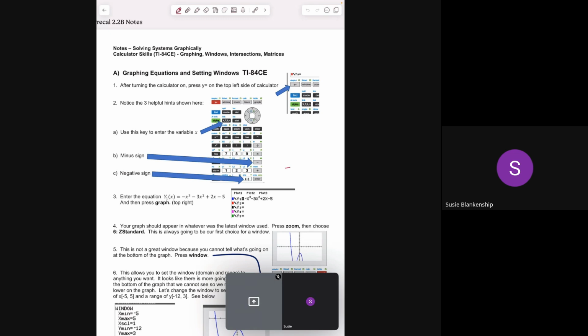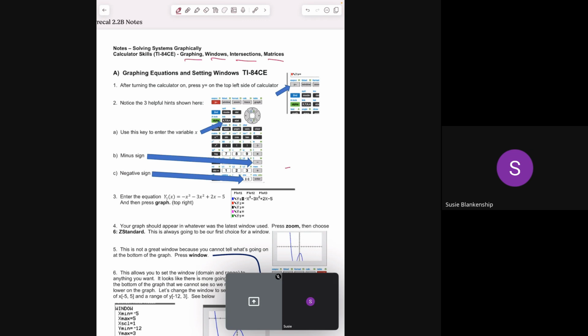All right, everybody. Welcome to lesson 2.2b, notes in solving systems graphically. And we're going to use calculator skills with graphing, windows, intersections, and matrices.